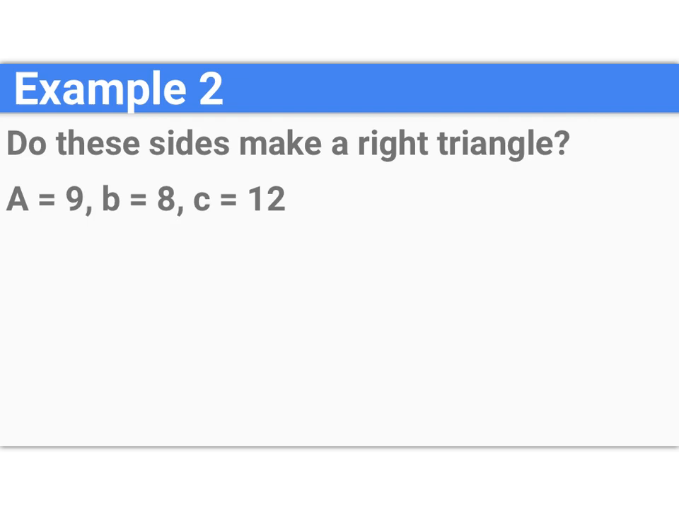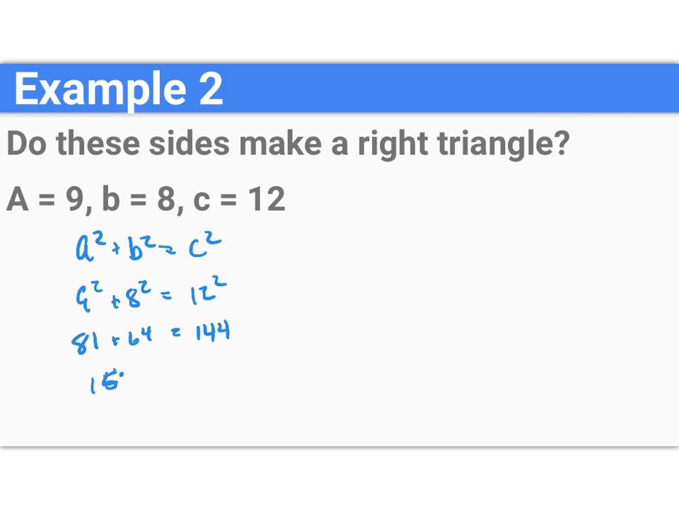Okay, example 2. Do these sides make a right triangle? So a squared plus b squared should equal c squared. 9 squared plus 8 squared, does it equal 12 squared? So 81 plus 64, does it equal 144? 145 does not equal 144. No, they do not make a right triangle.